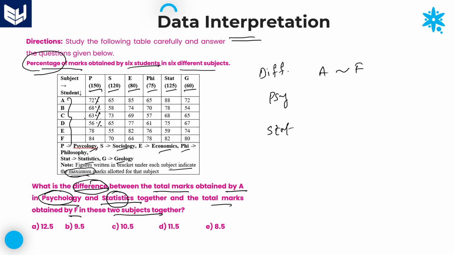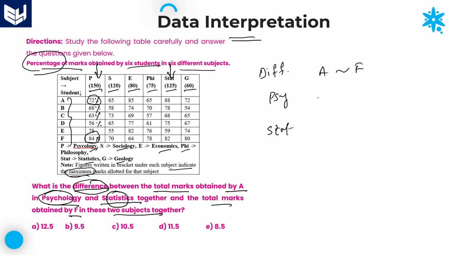If you look at the table, psychology is first one and the statistics is fifth one. See, first one A is 72 percentage, F is 84 percentage in psychology. As we are calculating the difference, here I am not calculating the total marks of A in statistics and psychology together. What I will do is, instead of that, if you want the general procedure method, what is the general procedure is, here first you need to take A total.